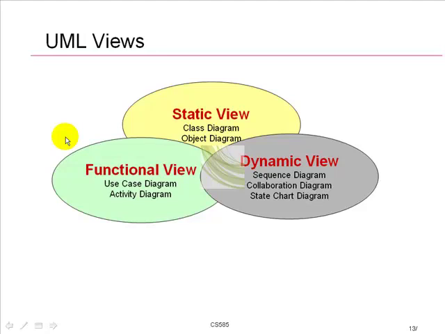In a functional view, we have a use case diagram and an activity diagram. Whenever we talk about functional, we talk about functionality, which means we are defining requirements on the application. The use case diagram, which you already know was invented by Ivar Jacobson, is basically the most common requirement diagram that is used, and it is part of UML.